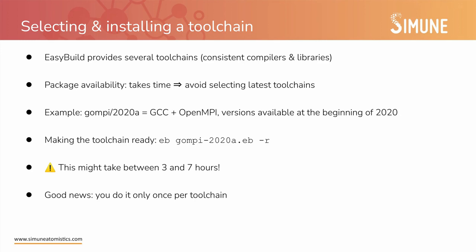To make the toolchain ready, you just type eb gompi-2020a.eb -r, and -r means recursive, so it will install everything it needs to have the toolchain working. Just one piece of advice: take your time. It's probably better to do it at night and leave it working the whole night, because it can take between 3 and 7 hours. The good news is that you have to do this only once per toolchain, so once or twice a year.